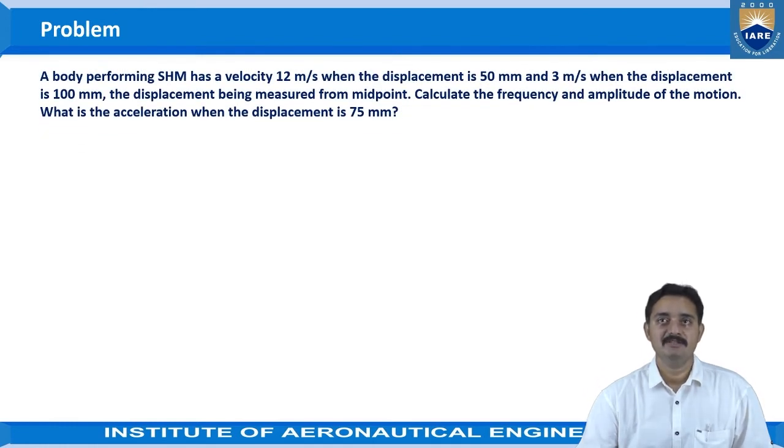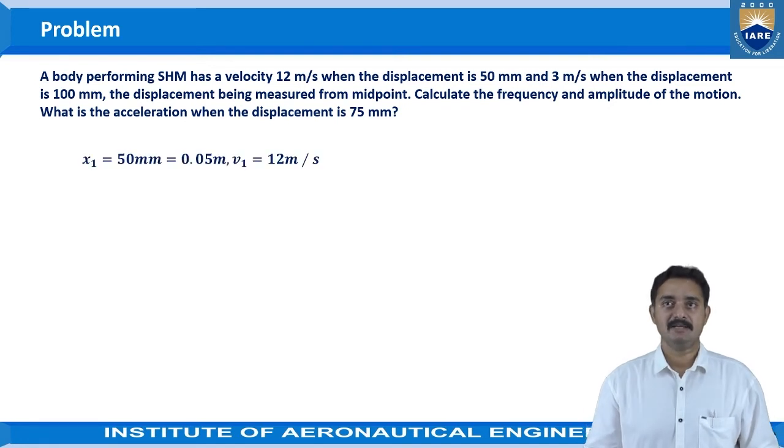A body performing simple harmonic motion has a velocity 12 meters per second when the displacement is 50 millimeters and 3 meters per second when the displacement is 100 millimeters. The displacement is being measured from the midpoint. Calculate the frequency and amplitude of the motion, and what is the acceleration when the displacement is 75 millimeters.